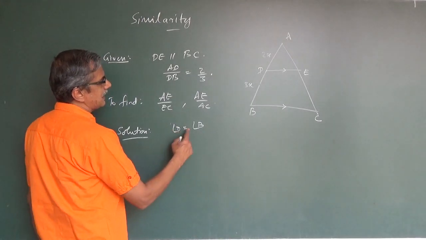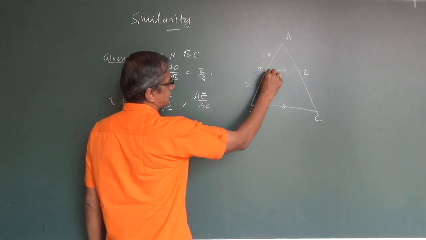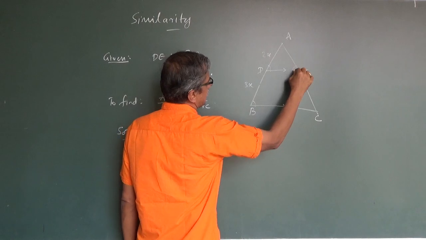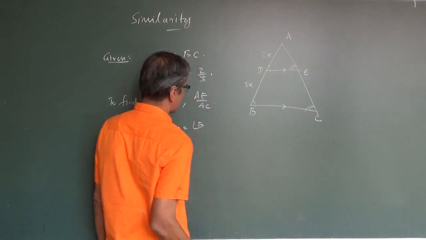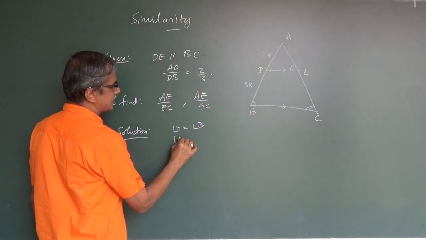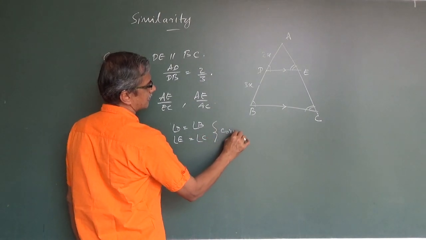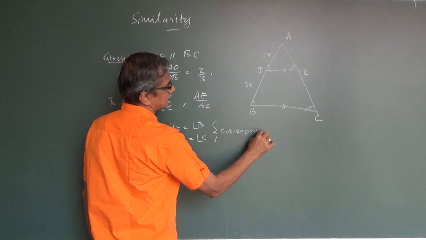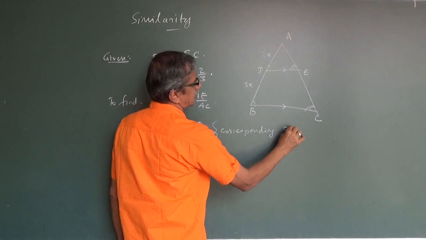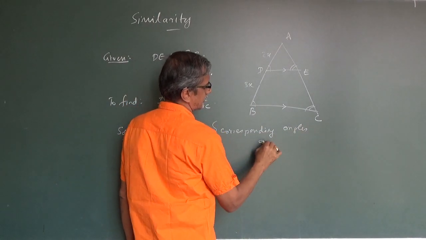So now angle D is equal to angle B, corresponding angles. These two angles are equal, and these two angles are also equal by corresponding angles. Angle E is equal to angle C. These are corresponding angles, which are equal.